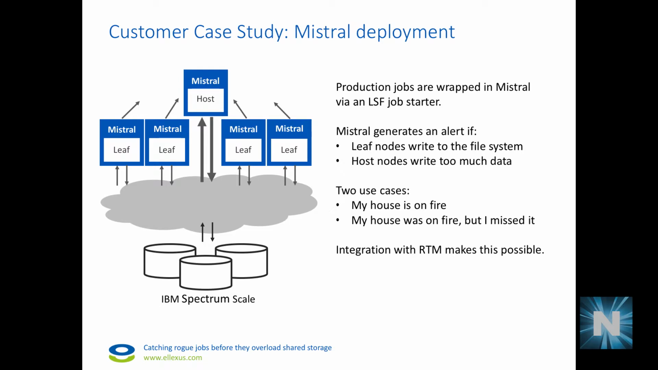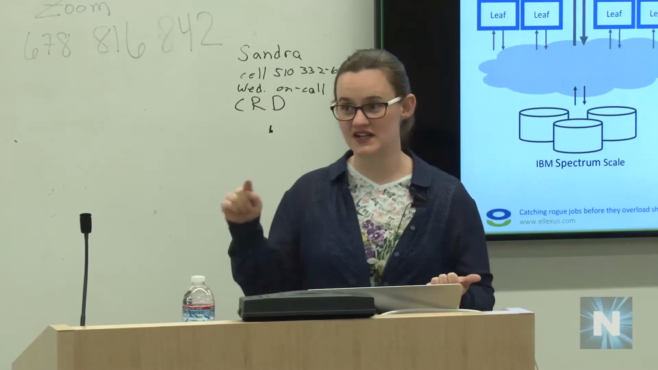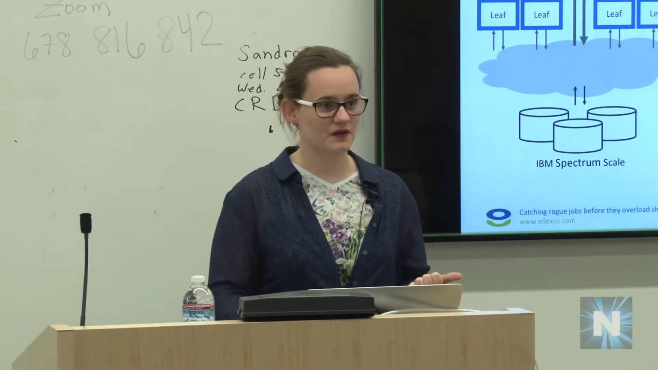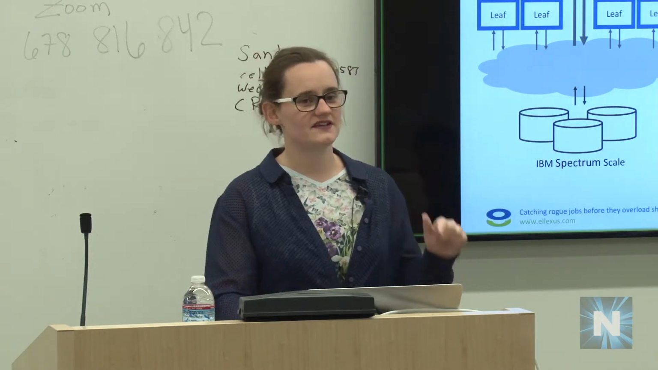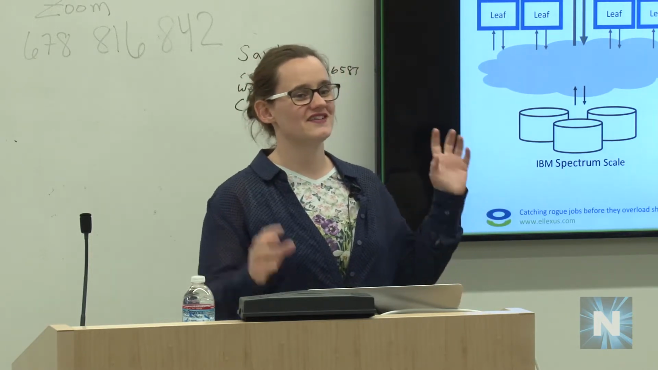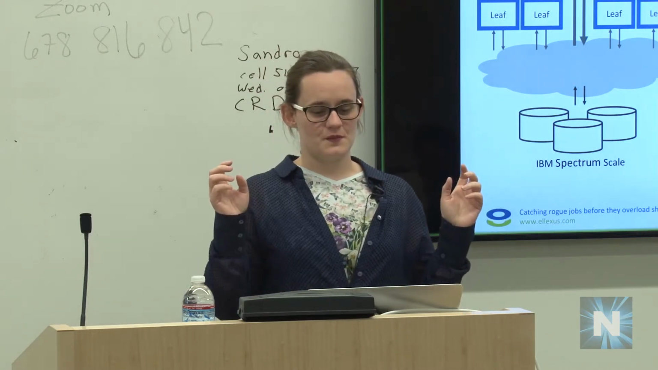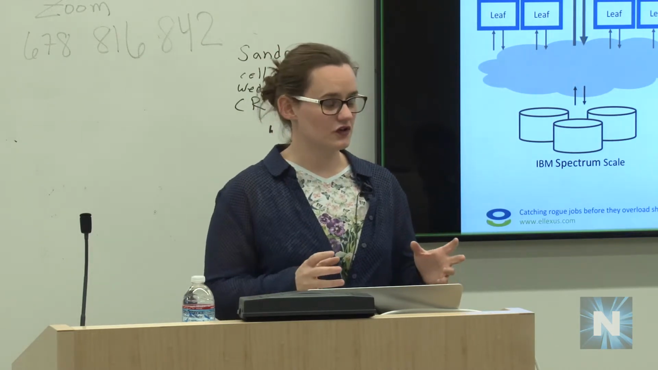So we then were asked to come in and deploy Mistral. We deployed it across all of their production jobs, and Mistral generates an alert if the leaf node wrote to the file system. So they actually set up the alert for 1 byte. So as soon as 1 byte went from a leaf node to the file system, it generated an alert. They also had alerts set up so if the host node started writing a lot of data, that was logged as well.